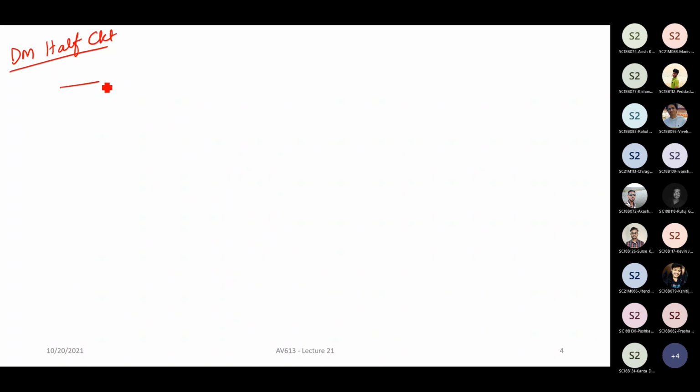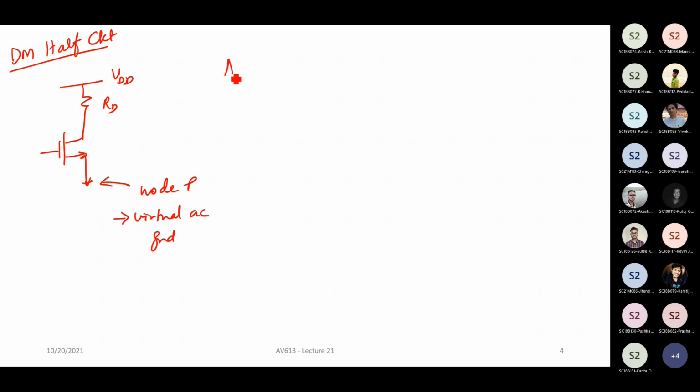The differential mode half circuit is basically this. You have VDD, you have RD, you have one of the transistors, and this is basically node P, which is a virtual AC ground, right? So the differential mode gain we found was minus GM RD. Now, if I want to increase the gain, there are two things that I can do, because it's a product of two terms.